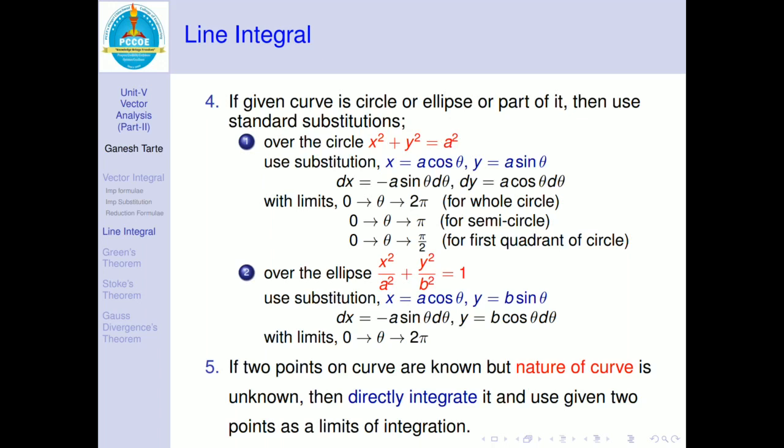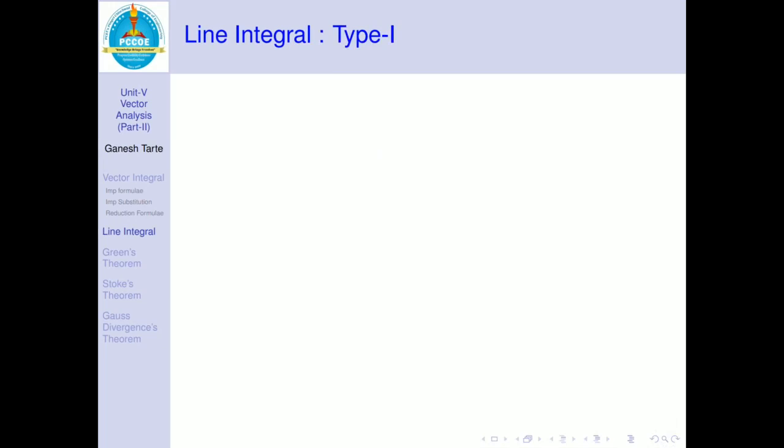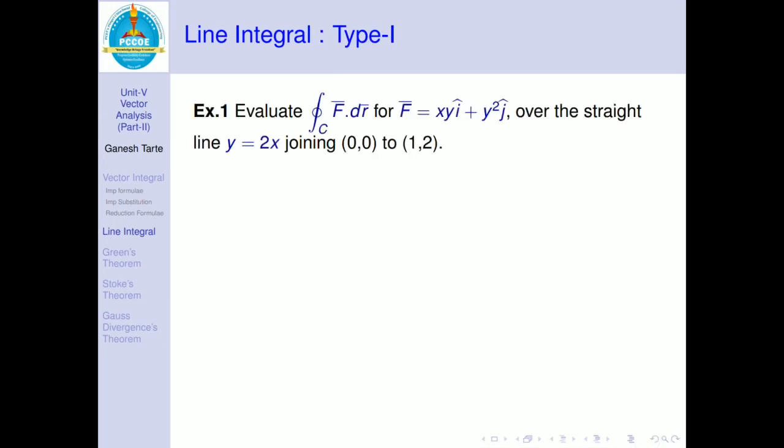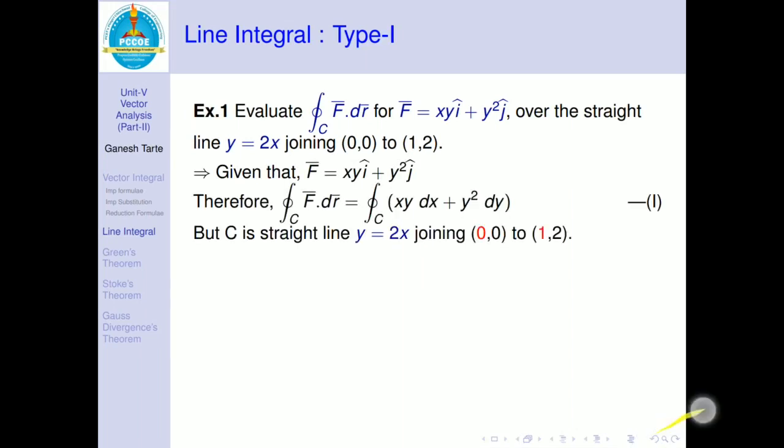So these are different types to calculate line integral. We take one example on each type, one by one. So type 1, example number 1: evaluate the integral over c of F bar dot dr bar, for F bar equals xy i plus y square j, over the straight line y equals 2x joining (0,0) to (1,2). So here the equation of the line is known, y equals 2x, so it is type number 1, and we use that equation as a substitution.